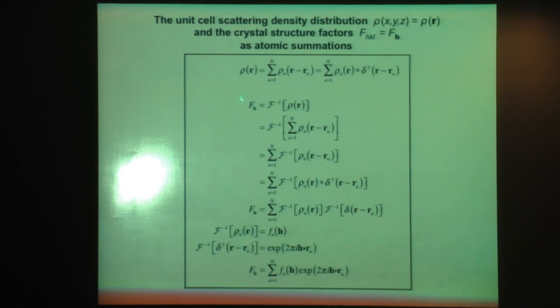So this is the way we get from a sum over these cosine and sine series to a sum over the atoms. Certainly there's an atomic representation, just summing over the atoms in the unit cell, each at their appropriate position, to give the unit cell density. And here we see how we sum over the atoms of the unit cell to get the crystal structure factor.